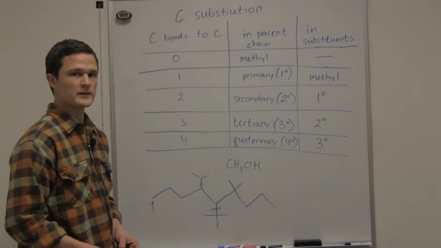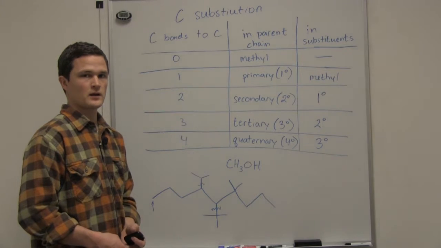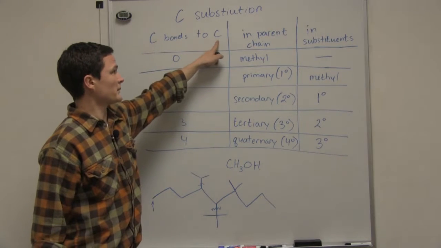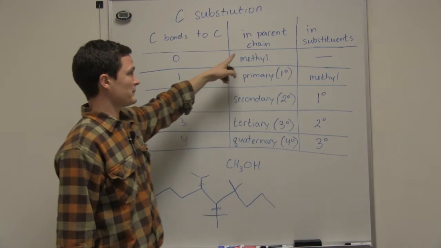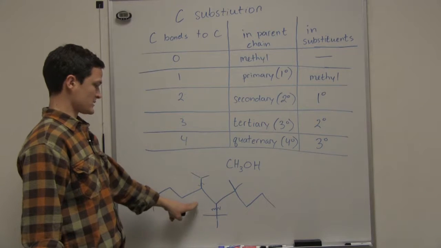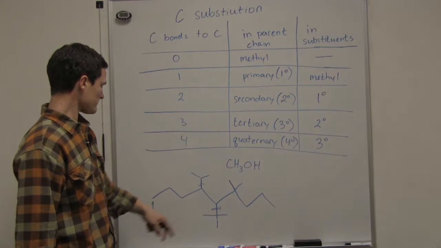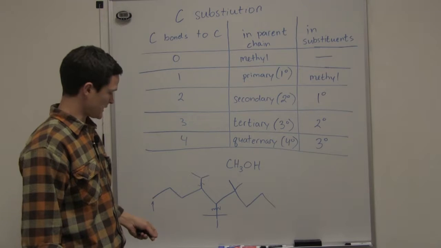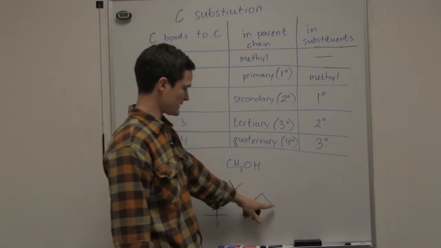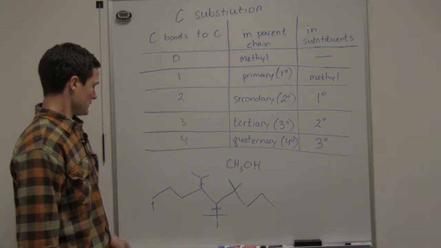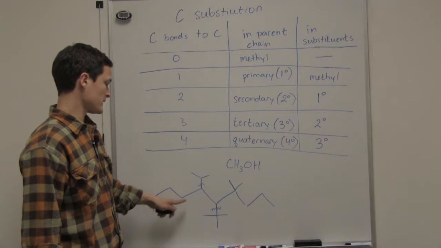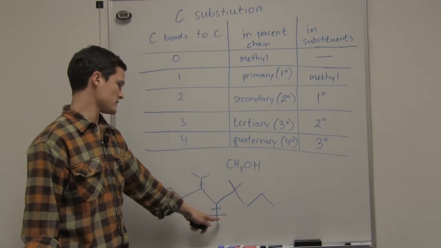Okay, looking at the carbon substitution patterns in molecules. We look at the number of carbons bound to carbon, and we look at parent chains and substituents. So looking at this as an example, we first of all find our parent chain. So this is a 1, 2, 3, 4, 5, 6, 7, 8, 9. It's a 9 carbon long chain, and so this is the parent chain. These other 3 things are substituents coming off.